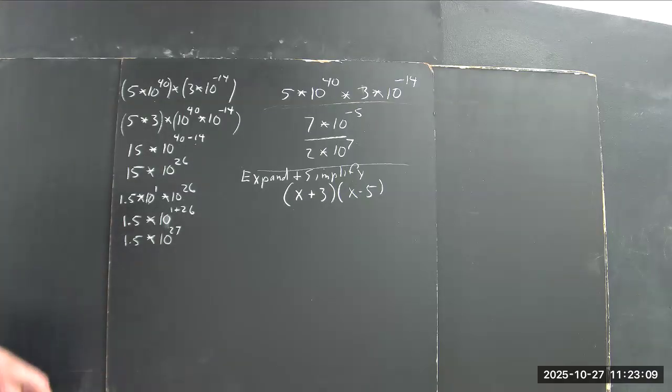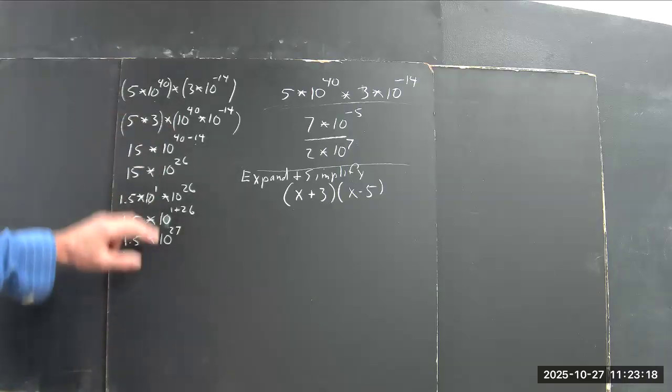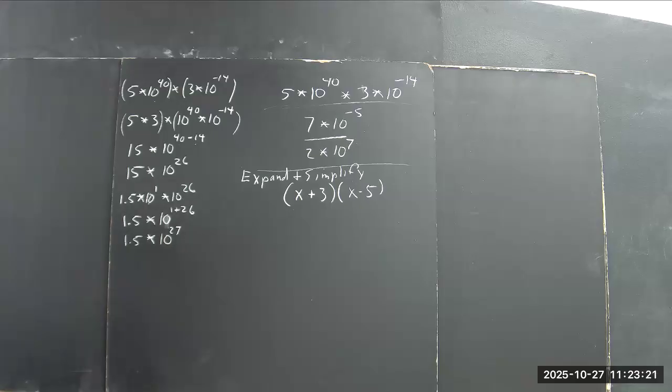Now I said 3 or 4 steps, I've actually got 7. There are actually 7 things you have to know, 7 things you have to do to simplify this, and you don't want to shortcut that.